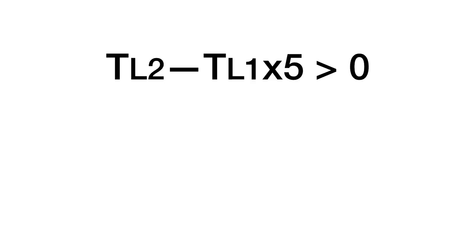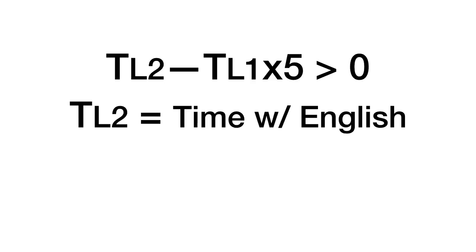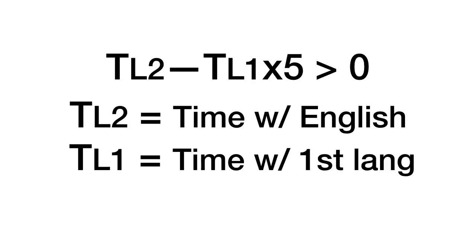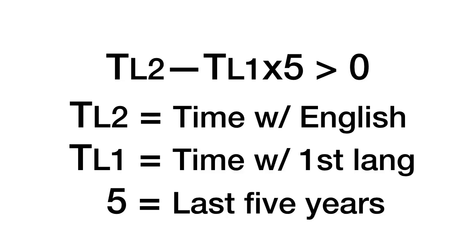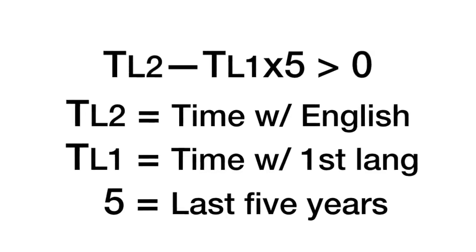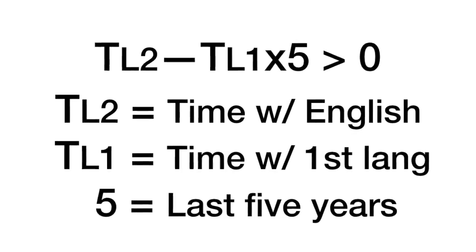Here is how to think in English and stop translating in your head. A simple yet precise mathematical formula. TL2 minus TL1 times 5 greater than 0, where TL2 is the time you've spent with your second language, foreign language, English in our case. TL1 is the time you've spent with your first language, native language. The multiplier 5 denotes the last 5 years of your life. T can be seconds, minutes, hours, whatever unit of time you want to choose.